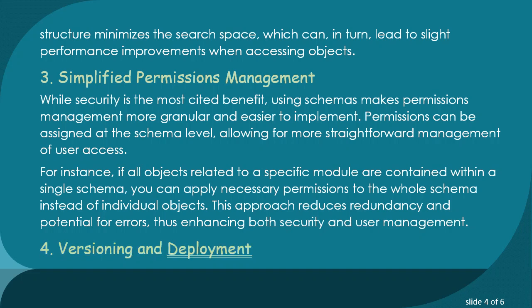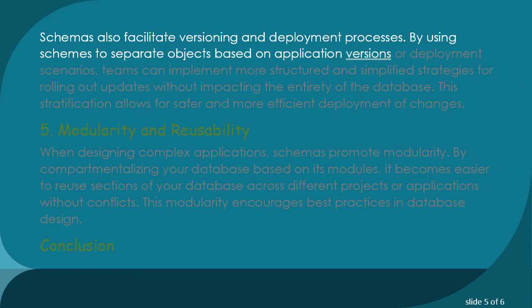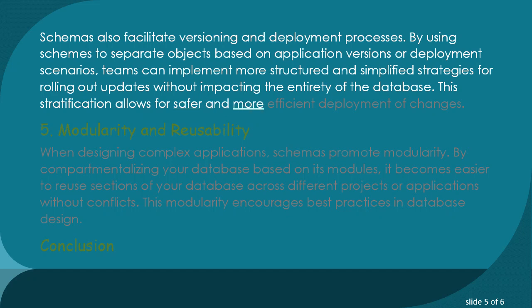4. Versioning and deployment. Schemas also facilitate versioning and deployment processes. By using schemas to separate objects based on application versions or deployment scenarios, teams can implement more structured and simplified strategies for rolling out updates without impacting the entirety of the database. This stratification allows for safer and more efficient deployment of changes.